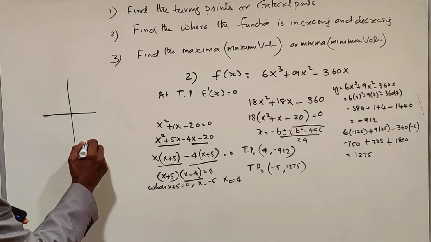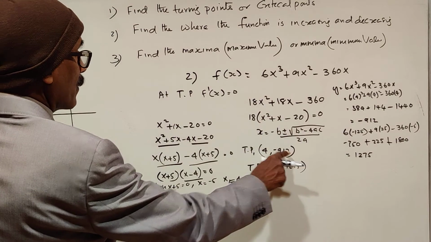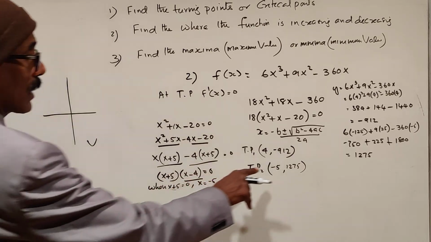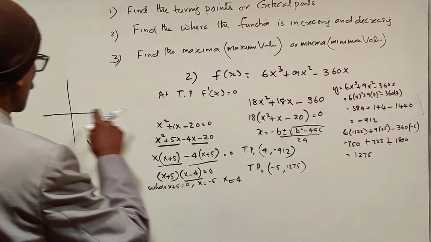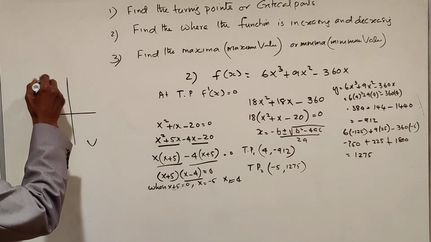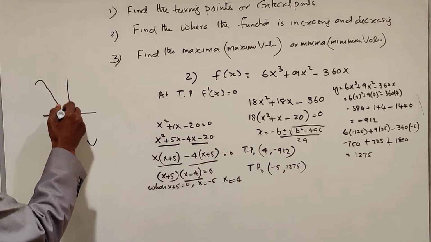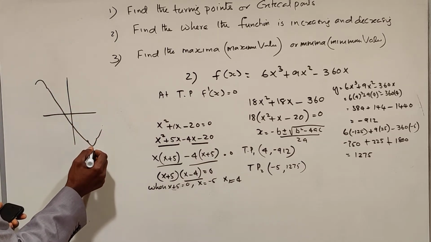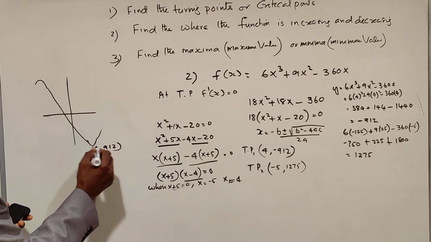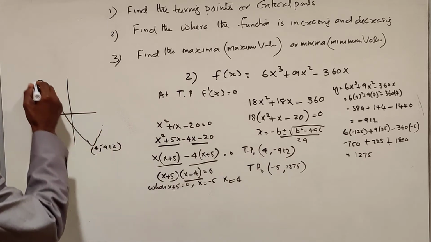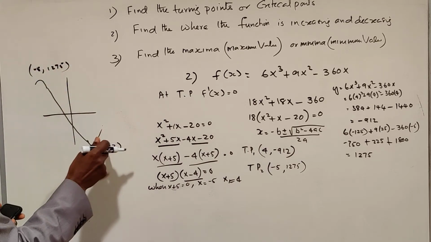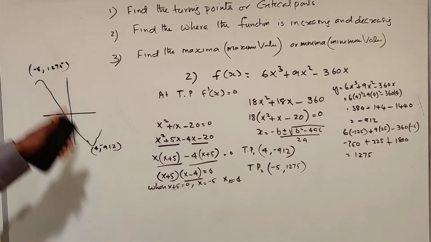See, 4, negative 912 is somewhere far below the x-axis. Here, the other is far above the x-axis. Minus 5 is somewhere here. Maybe this is the maximum point. We need to find out. We don't know. Everything we need to calculate. So this is maybe the minimum point, 4, negative 912. We need to calculate. Okay, we need to find out. This is negative 5, 1275. So we got 2 points.